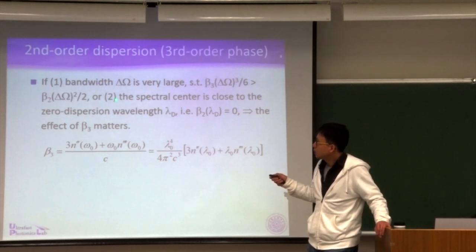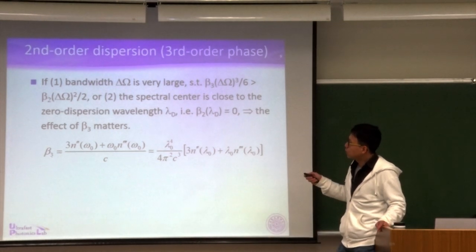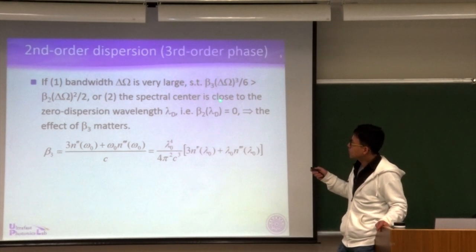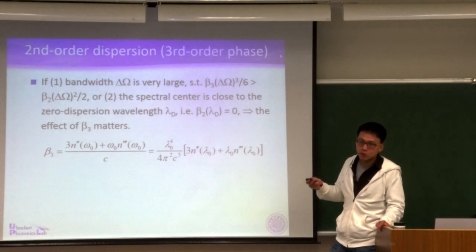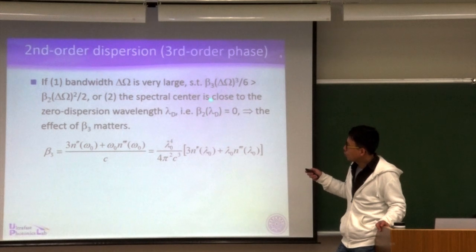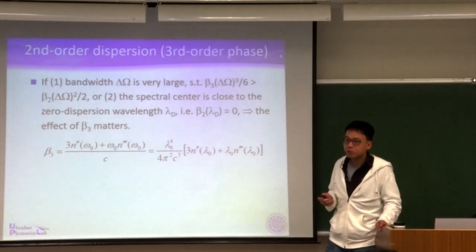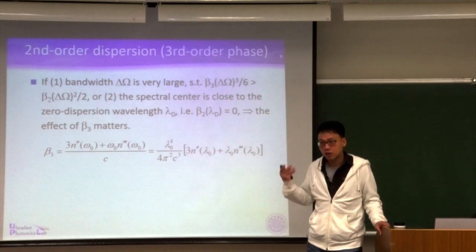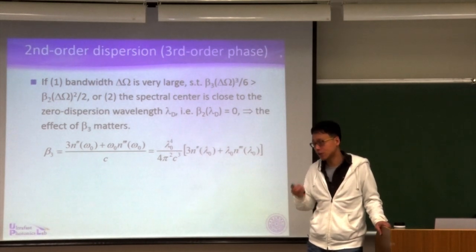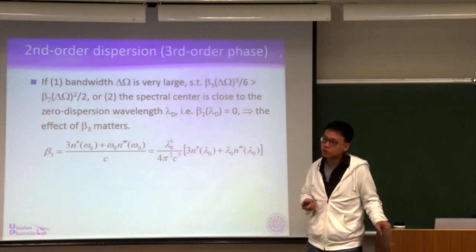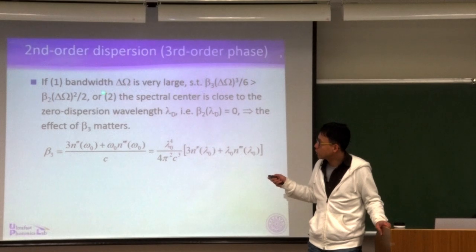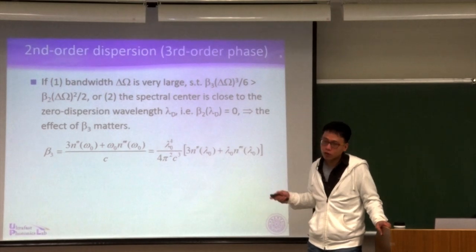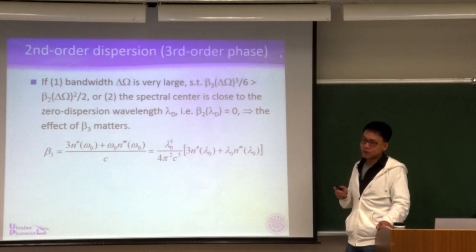Okay. A second case, if your spectral center is close to the zero dispersion wavelength. What is zero dispersion wavelength? It's a very special wavelength where the corresponding beta 2 is zero. If you take BK7 as an example, this is 1322 nanometers, as I showed you on the last page. Okay. Either way, if case 1 or case 2 happens, cubic phase is important.